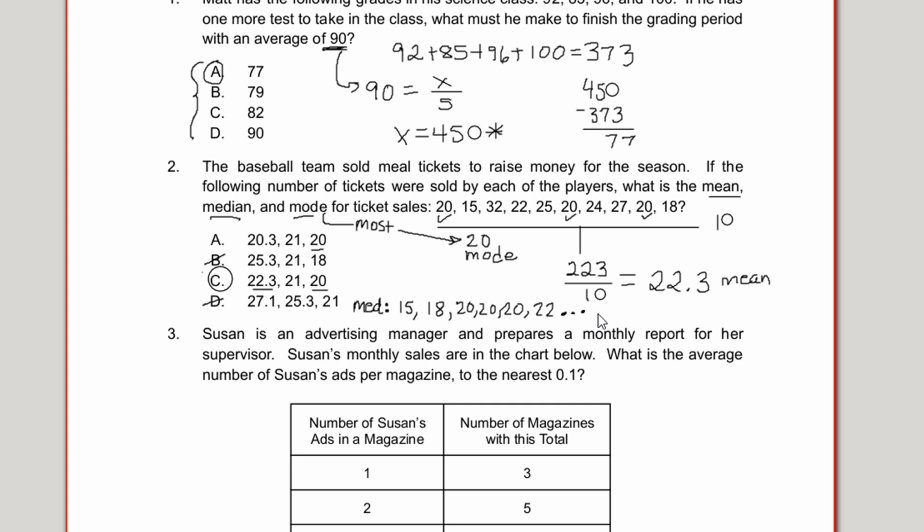I'm going to stop because when I have 10 values, the middle position is between the 5th and the 6th positions.